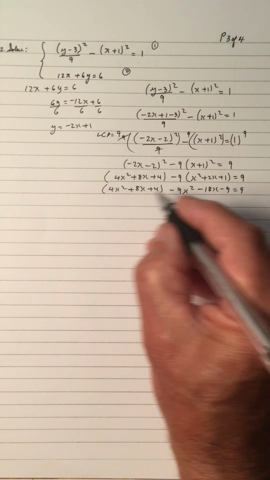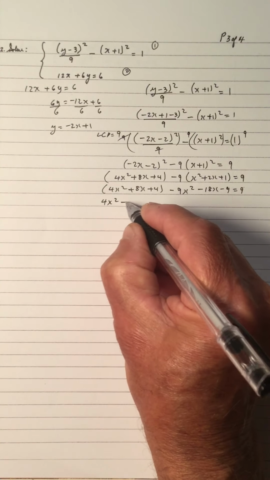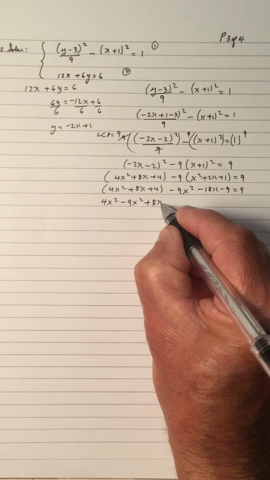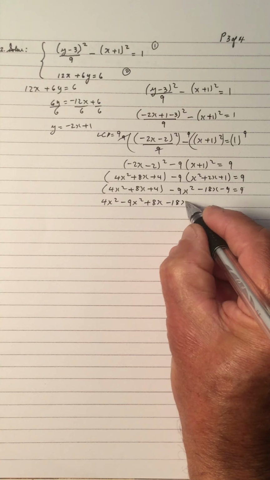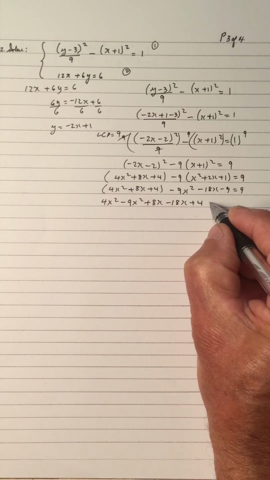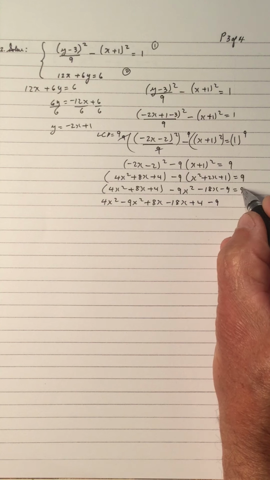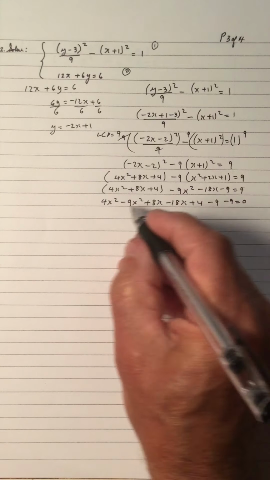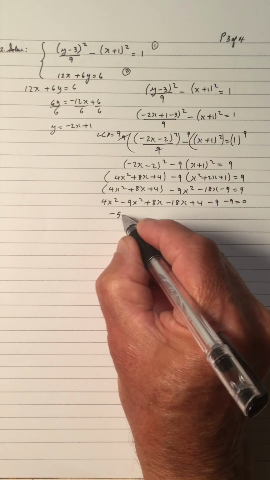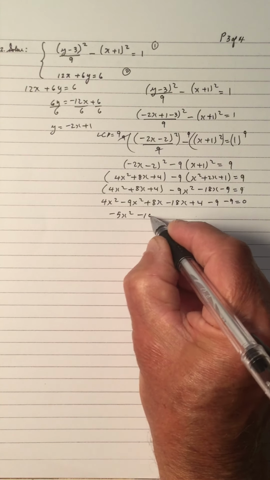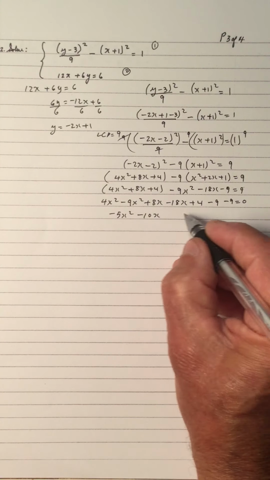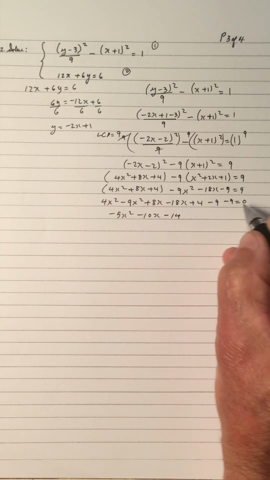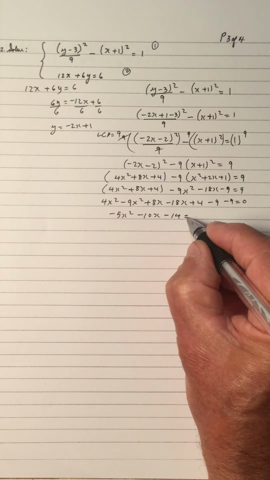So we'll group the like terms. So we've got 4x squared minus 9x squared. We've got plus 8x minus 18x plus 4 minus 9. And bring this 9 over to make it a minus. And now we add up: negative 5x squared minus 10x. Negative 18 and 4 is negative 14.